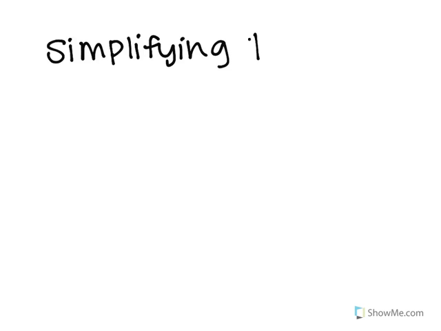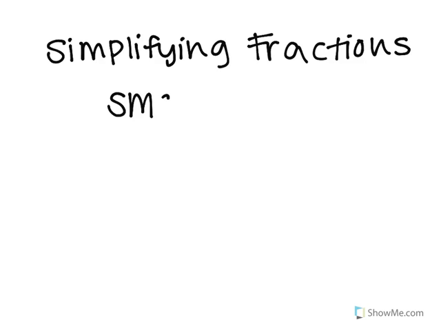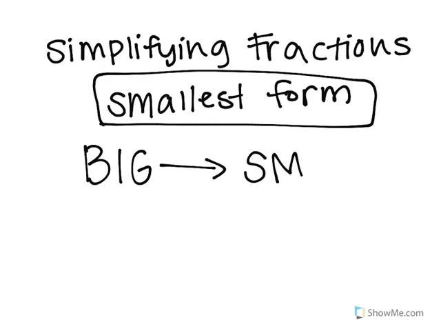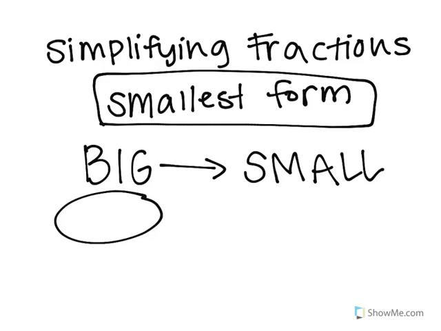Okay, in this video we're working on simplifying fractions. And remember, when we're simplifying fractions, we're getting them in the smallest form. So we want to get it to its smallest form, meaning we're making it go from big to small. How do we normally make things go from being a big number to a small number?